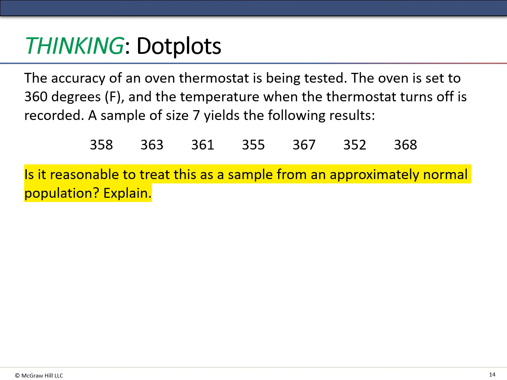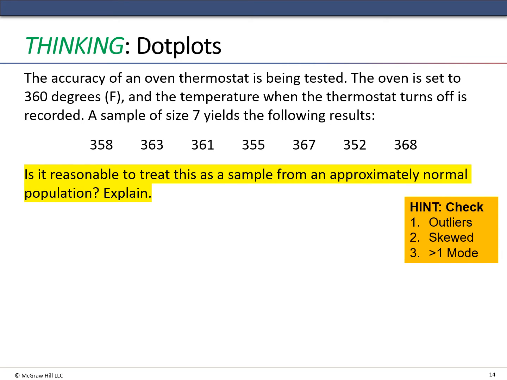So let's look at a data exercise here. The accuracy of an oven thermostat is being tested. The oven is set to 360 degrees and the temperature when the thermostat turns off is recorded. A sample of size 7 yields the following results. Is it reasonable to treat this as a sample from an approximately normal population? When we just look at the numbers, it's really hard to figure that out. But what we're looking for is outliers, whether it's skewed and whether it's more than one mode.